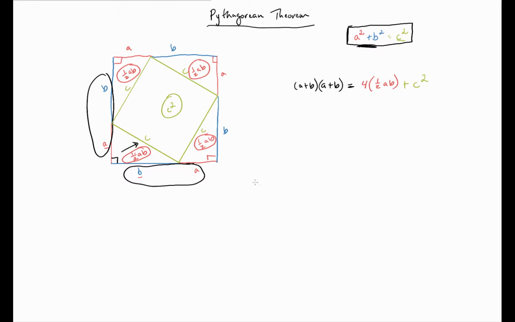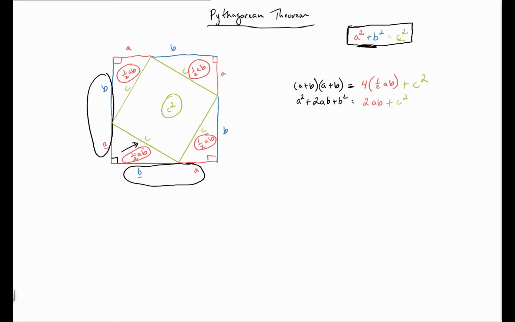Now, multiplying out A plus B times A plus B, I could FOIL it. I can use the little box method. I'm not going to show those steps because they're not that important right now, but in the end, I get A squared plus 2AB plus B squared is equal to, I can simplify this to 2 times A times B plus C squared. Well, now, hopefully you see what I'm going to do next.